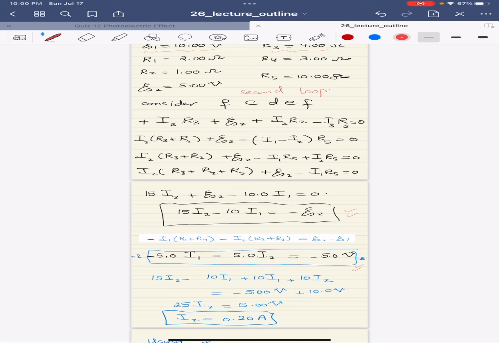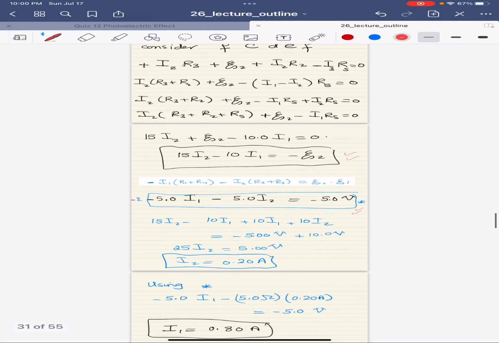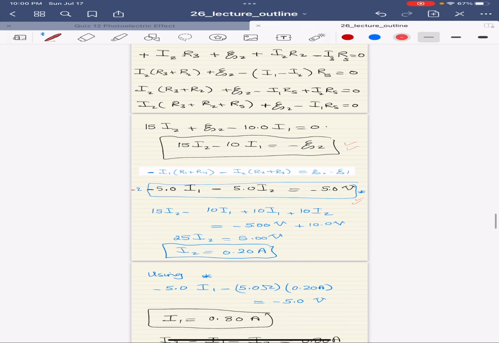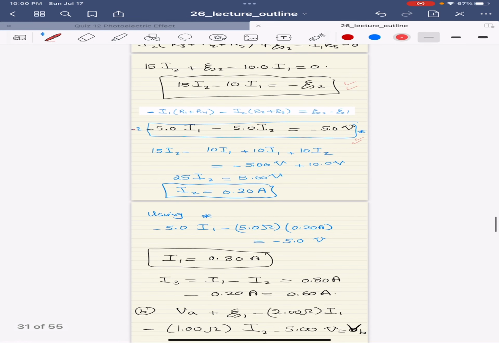I multiplied here by -2, and then I added the two equations together, and finally I was able to calculate I2 as 0.20 amperes. I can use that same equation to calculate I1, and I was able to calculate I1 to be 0.8. Then finally I3 is I1 minus I2, which is 0.8 minus 0.2, which is 0.6.